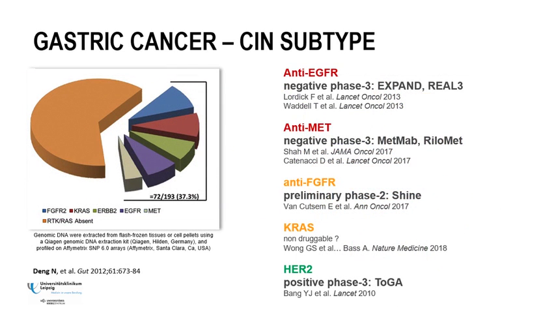An interesting publication from the Singapore group of investigators that came out some years ago revealed that a subgroup of approximately 1/3 of gastric cancers is characterized by amplification of specific receptor tyrosine kinases such as FGFR2, KRAS, HER2, EGFR, and MET.